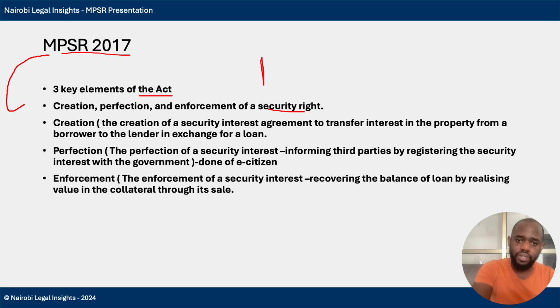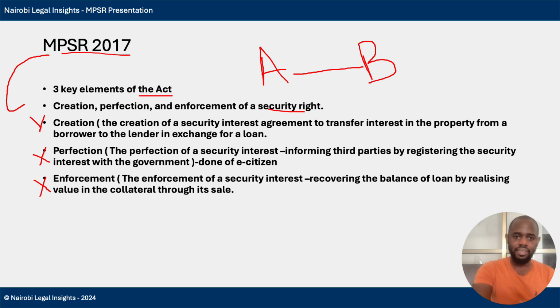Now, if we have person A and person B, and I'm using this example for you to really understand what creation is, what perfection is, and what is enforcement. Once a security agreement has been entered into between person A and person B, B will have a security interest in that movable property that initially belonged to person A, who is a borrower. So that is what we call creation of a security right.